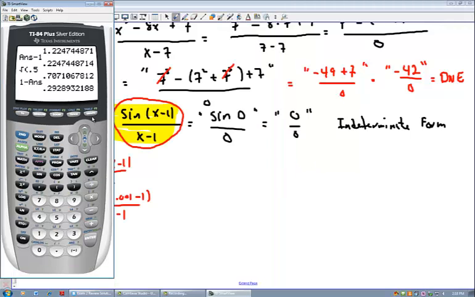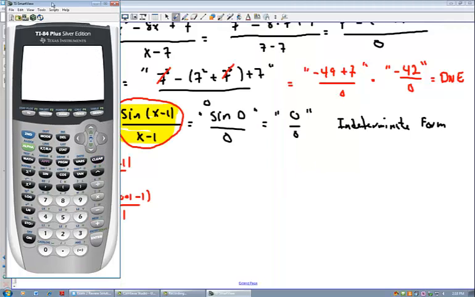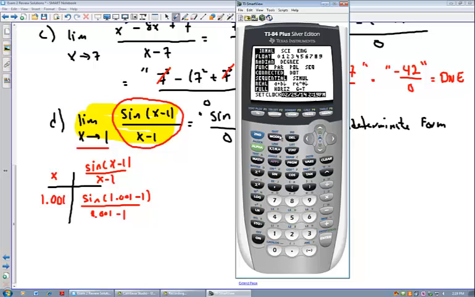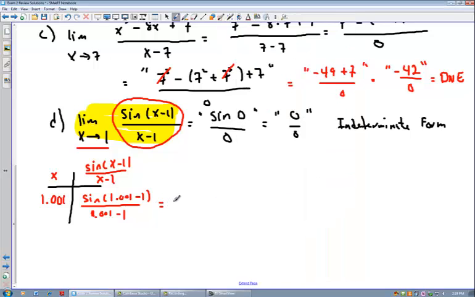Here's my calculator, and you should make sure that you're in radians. If you are not in radians, hit mode and go down to radians and click on it. Then I can do sine of 1.001 minus 1 divided by, left parenthesis, 1.001 minus 1. And I get out a number, 0.9999, and so on. This is from the right of 1.